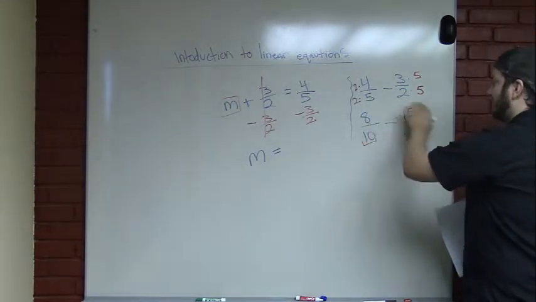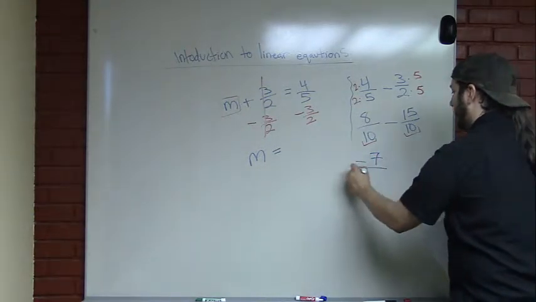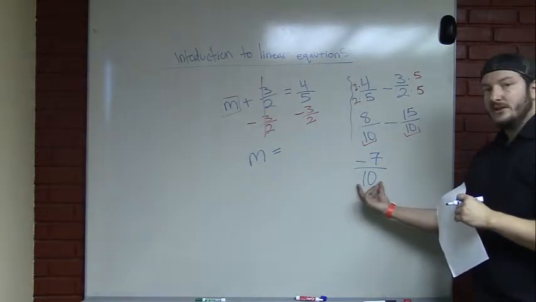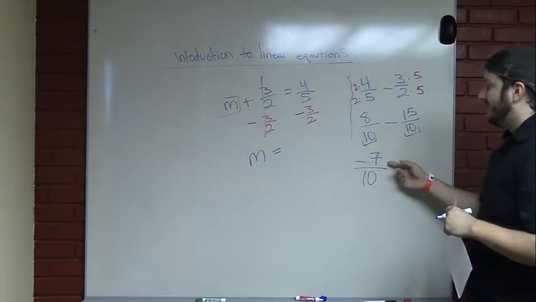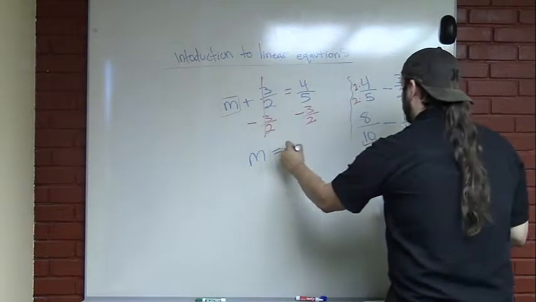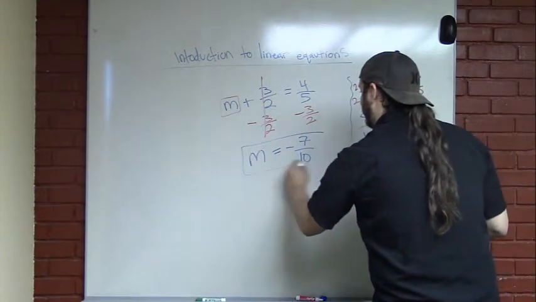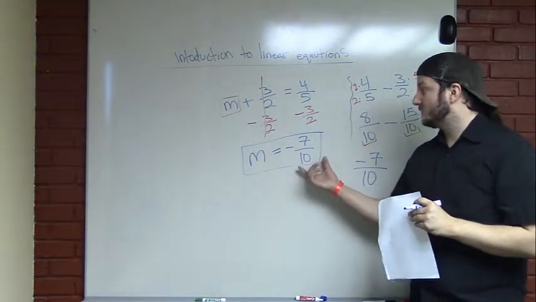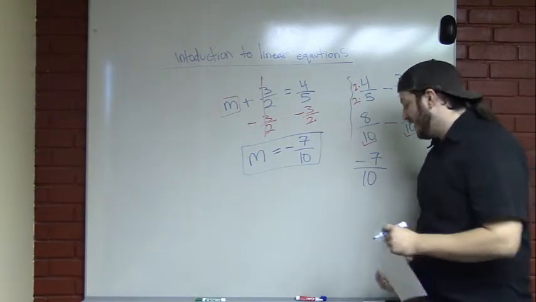So 8 minus 15 is going to be negative 7, and you just carry the bottom here. Once they're both the same, you just keep it the same, okay? So 8 minus 15 is our negative 7 here. And that's it. m equals negative 7 over 10. And again, you can check this as well by plugging it into m, doing the math, and they should equal each other, okay?